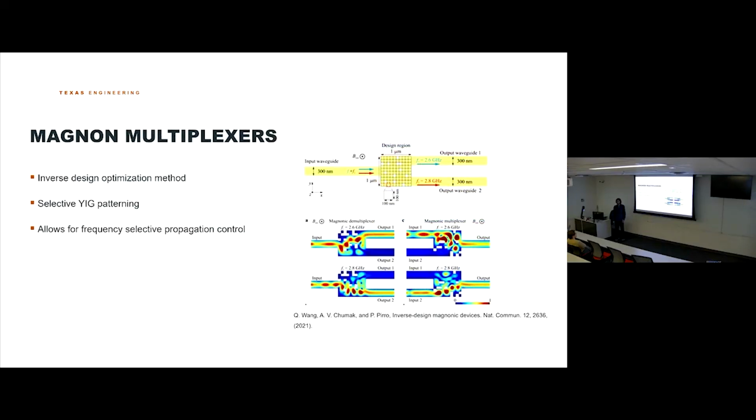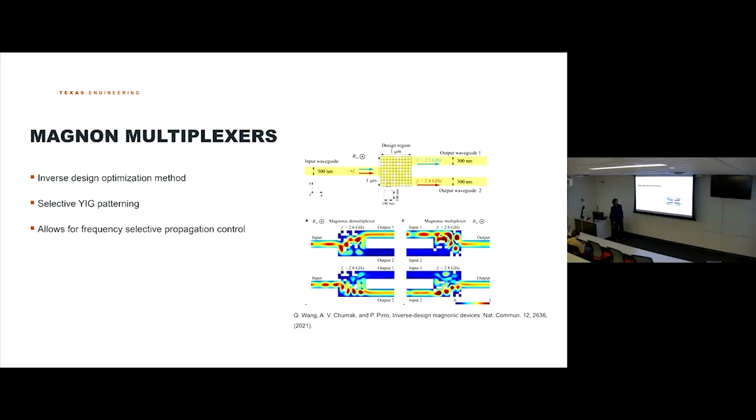The next device I'm going to talk about is Magnon multiplexers. So once you're able to confine the magnons and transmit them along a certain direction, you want to be able to control their path. For example, a multiplexer can give you frequency selective control where different frequencies travel along different paths. And one of the ways this is done is with the inverse design method.